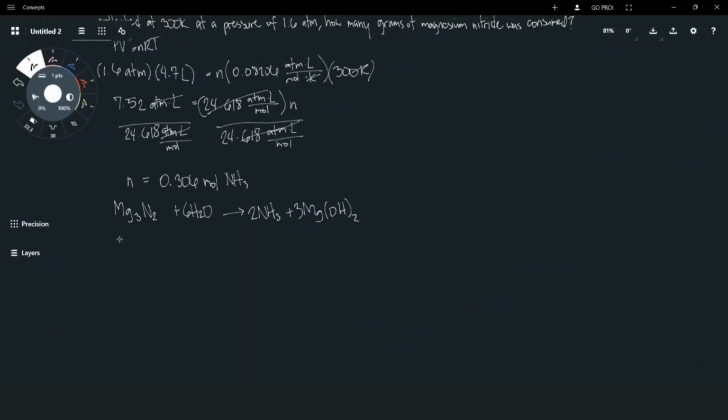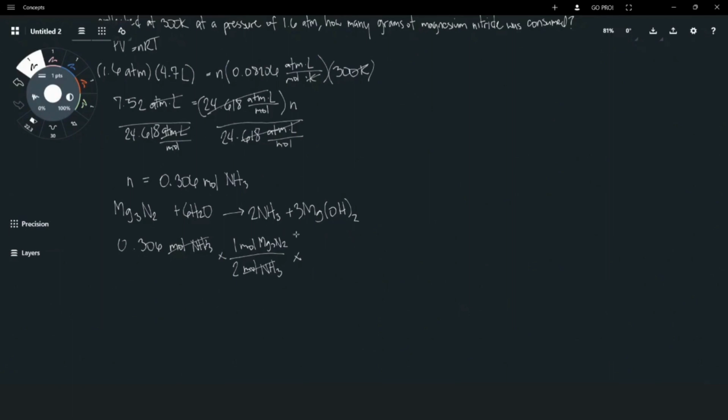So using our balanced equation, we have 0.306 moles of ammonia gas and our conversion factor of 2 moles of ammonia with 1 mole of magnesium nitride. You can cancel those units. And since we are looking for grams, we have to convert the moles of magnesium nitride into grams using its molar mass.